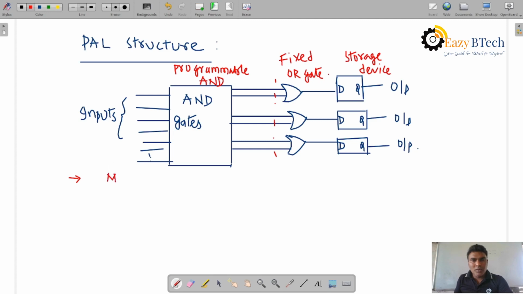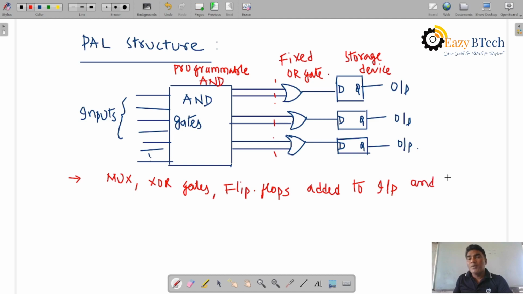So multiplexer, XOR gates, flip flops. Flip flops are for storage purpose. They are added to the input and output, and we can connect these gates. Multiplexer, XOR gates, flip flops are added to the input and output in this PAL structure.